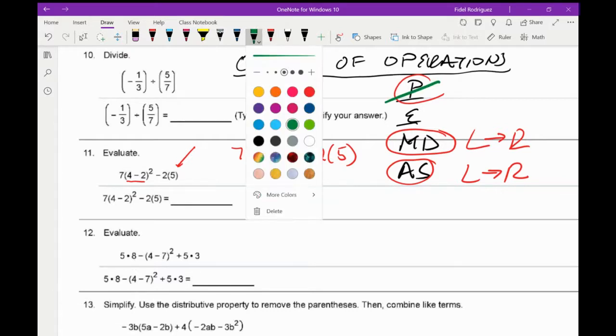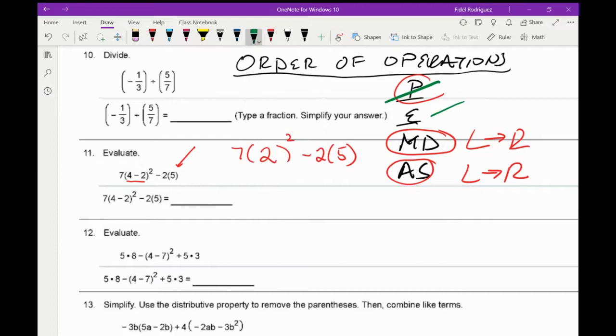And so the next part we have is exponents. And yeah, we have exponents, so we're going to go ahead and fix this part. So 2 squared is going to be 4 minus 2 times 5. So we've taken care of our exponents. We don't have any division, but we do have multiplication. So let's do this part. So 7 times 4, that's 28, minus 2 times 5, that's 10. And then finally now we can go ahead and just subtract. So 28 minus 10 is going to leave me with 18. So 18 will be my answer for this one.